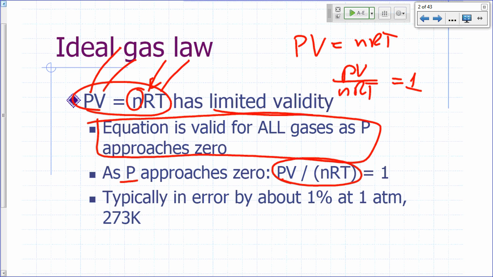Now, typically, if you use this equation, you'll be in error by about 1% at ordinary conditions. Okay, at STP, for example, room temp or close to room temperature, 1 atmosphere pressure. So it's a pretty good equation to use under ordinary conditions. But, like I said, that equation is not really true under all conditions. It tends to fail when you get to higher pressures, and it also tends to fail when you are at very, very low temperatures.